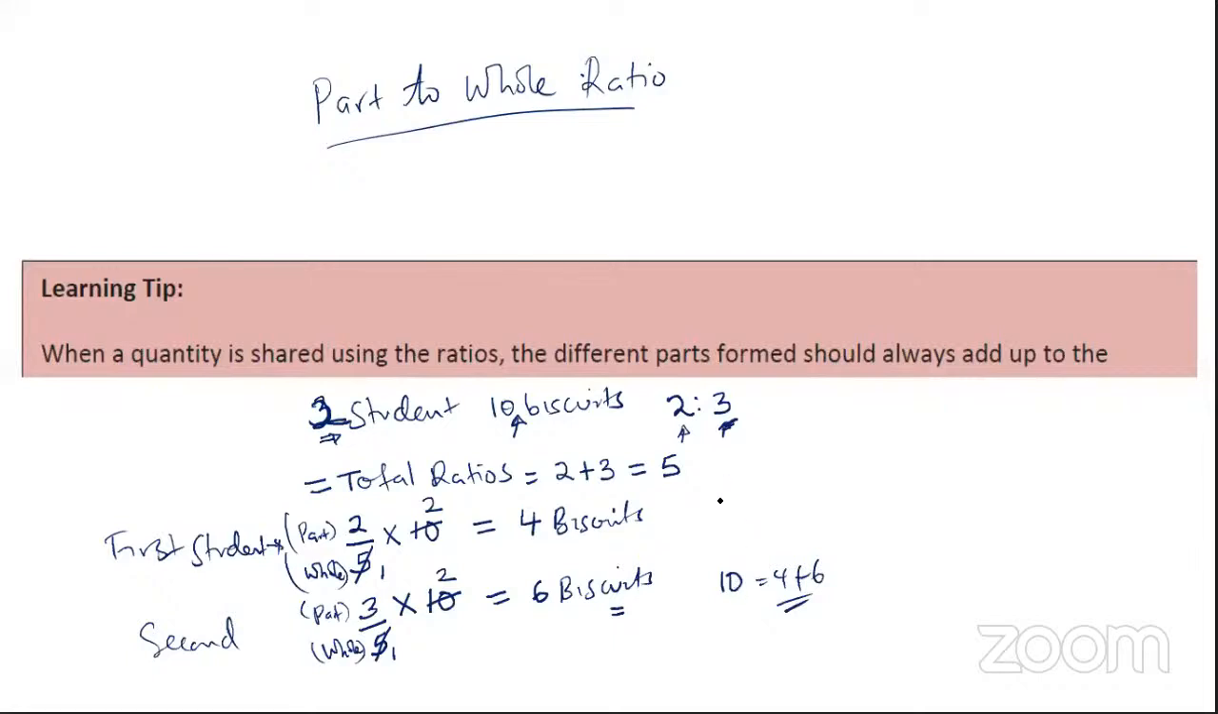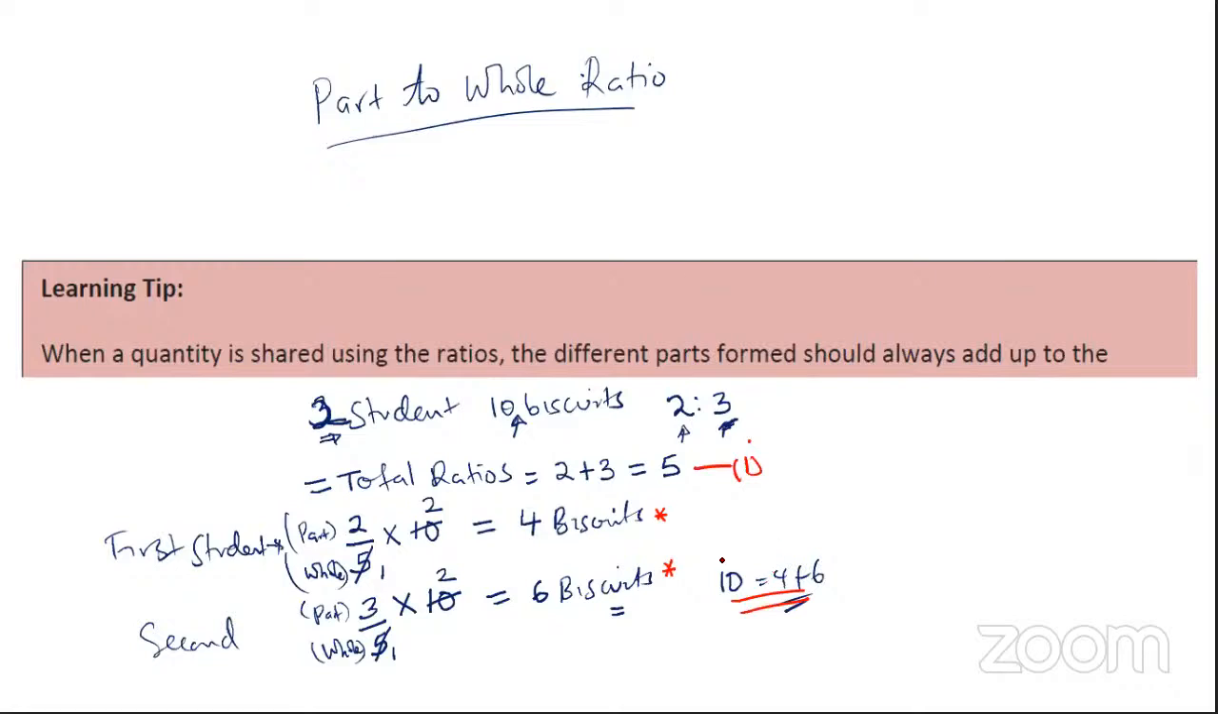It is, one, you must get the total of the ratio. See this total here? It is very key. Take note of that. Get the total. Then secondly, after multiplying, the results that you get after sharing must be equivalent to the total number of items that you are sharing. Those are the two things we must have in mind when we are carrying out our divisions.